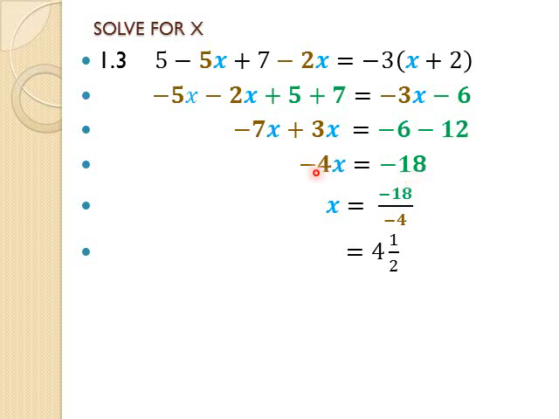Always divide by the coefficient in front of x. So there it's minus 4x, so I'm going to divide by negative 4. And negative divided by negative becomes positive. 4 goes into 16 4 times, leaving a remainder of 2 over 4, which becomes 1 over 2.